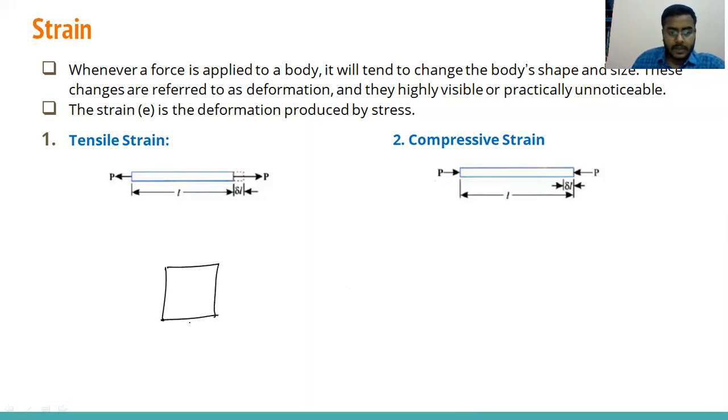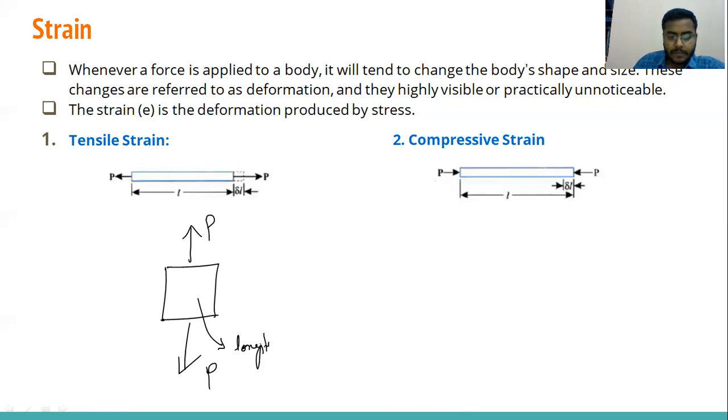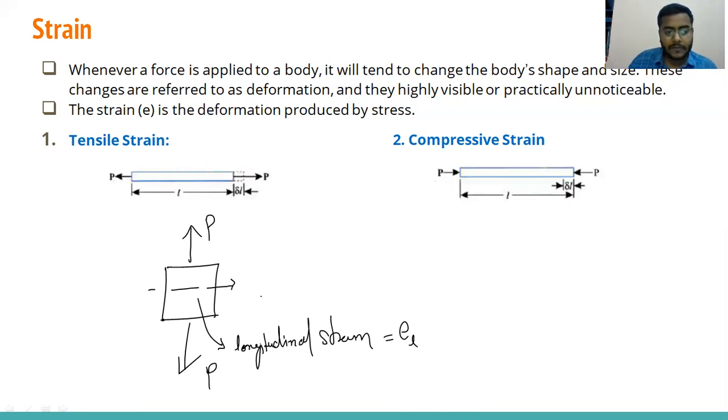Suppose this is a bar, with force applied in this direction. The strain we calculate in this direction, parallel to the line of force, gives us the longitudinal strain, and generally we denote it by delta L. Or when we calculate the strain in the direction perpendicular to the line of force, that is called lateral strain.